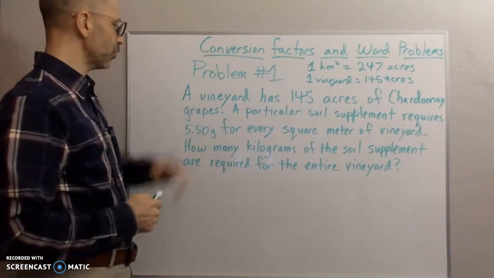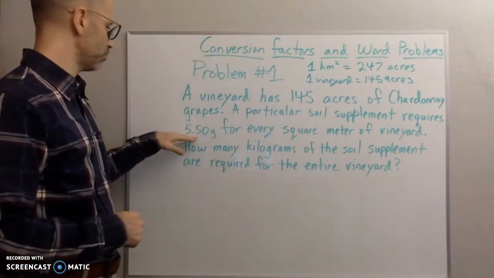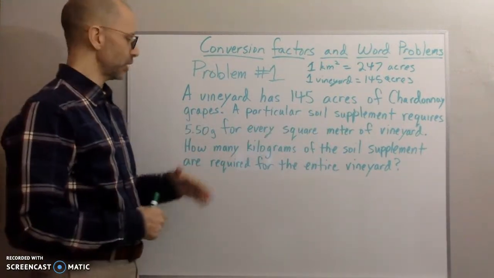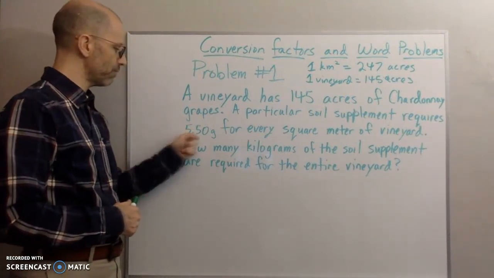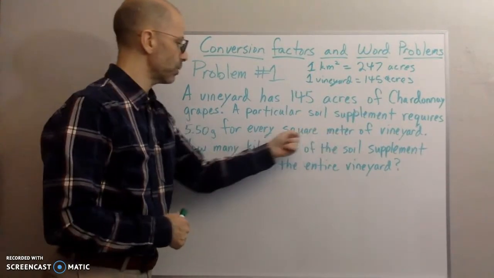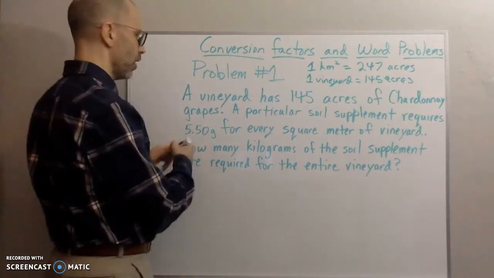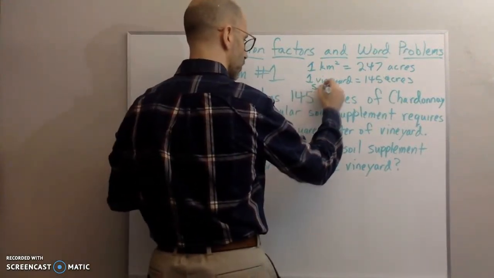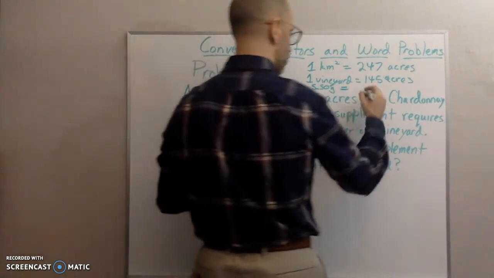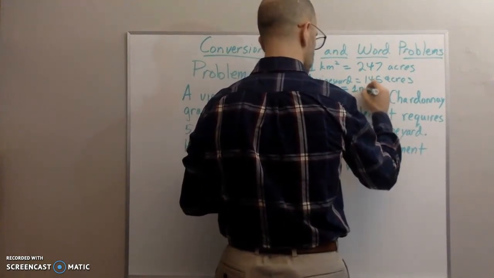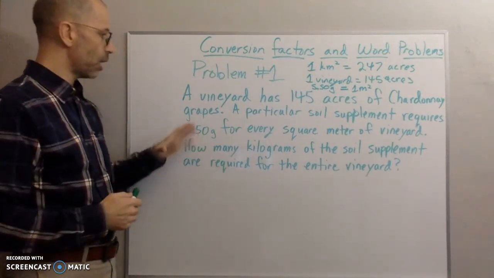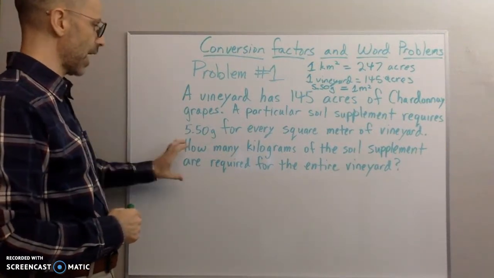Okay. Keep reading. A particular soil supplement requires 5.5 grams for every square meter of vineyard. Stop. That is a relationship. They are relating this supplement: 5.5 grams of the supplement is required for 1 square meter. So that's going to be your relationship. You're going to write 5.50 grams of the supplement is equal to 1 square meter of the vineyard.